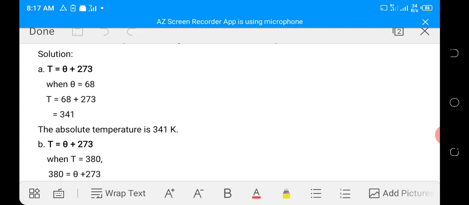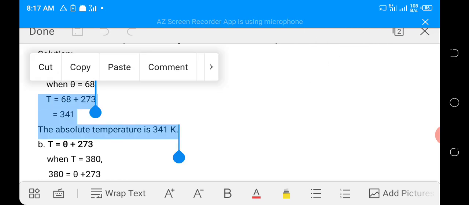what will be the value of T? We just substitute that 68 for theta. So we have T is equal to 68 plus 273. And that is going to give us 341. So therefore, the absolute temperature is going to be 341 Kelvin. K, that is the unit of absolute temperature. Question B.